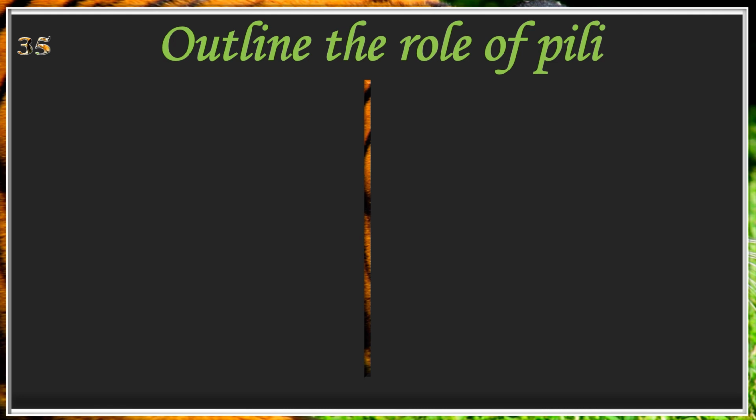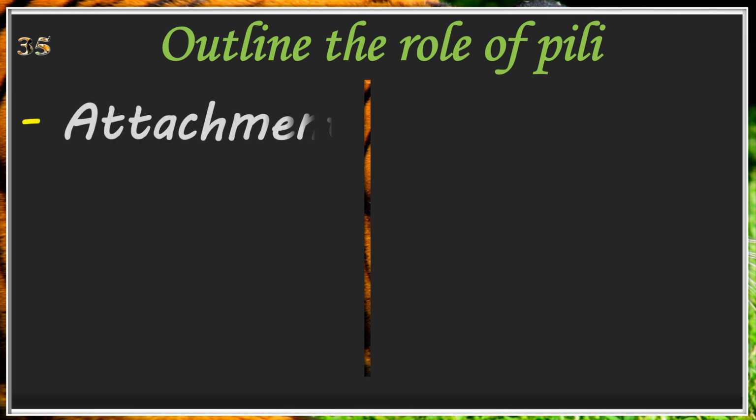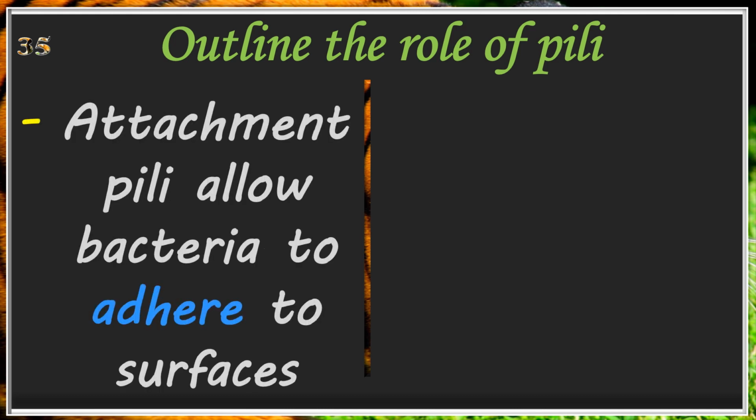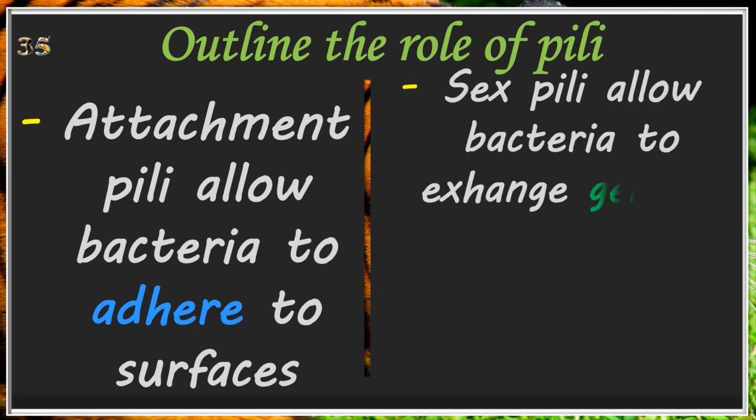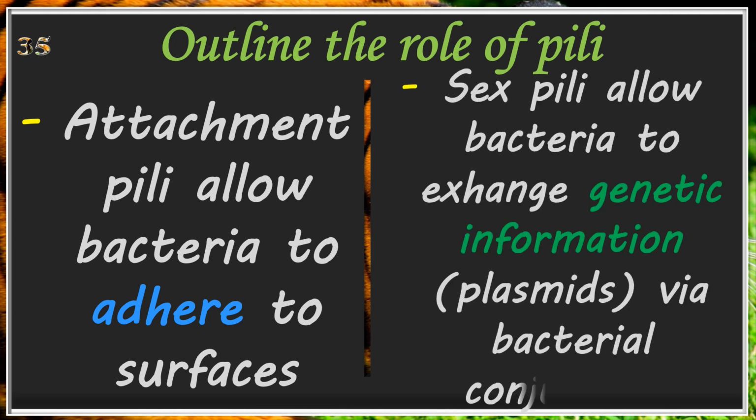Outline the role of pili. Attachment pili allow bacteria to adhere to surfaces. The sex pili allow the bacteria to exchange genetic information, that is the plasmids, via bacterial conjugation.